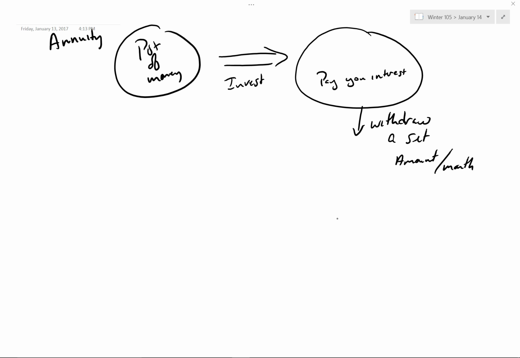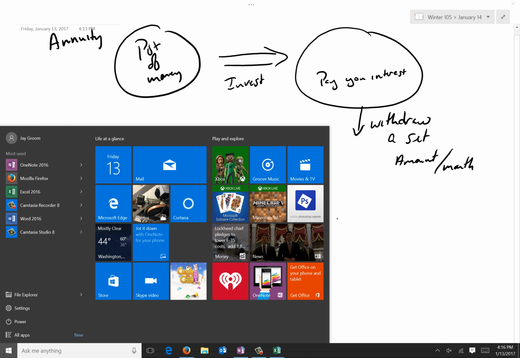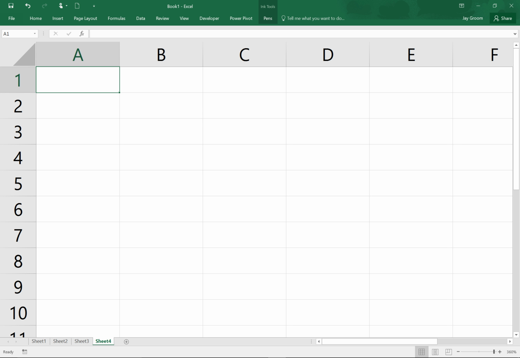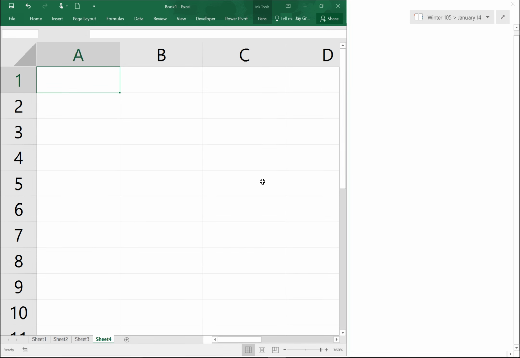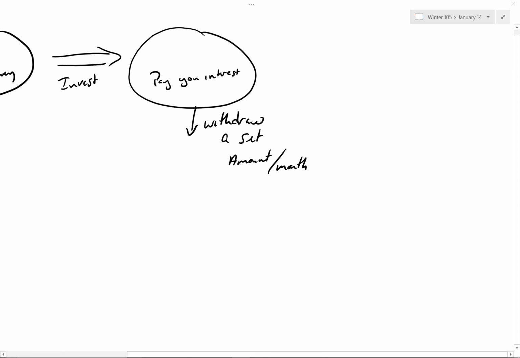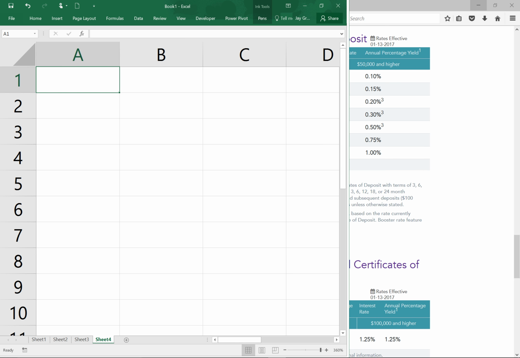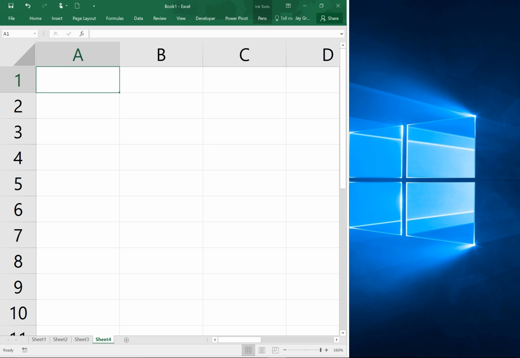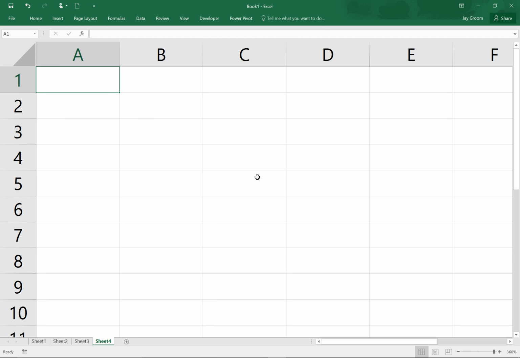But if you think about it, the math is really easy. Because all it amounts to, over here in Excel, is we're going to have an initial amount. What's that initial amount going to be? A lot? Oops. What happened here? There we go.